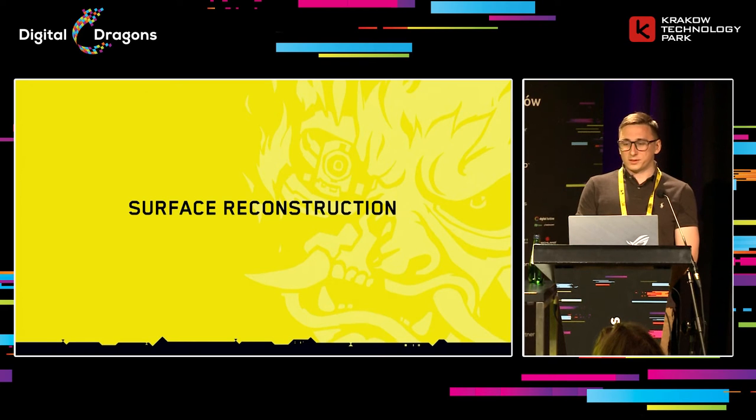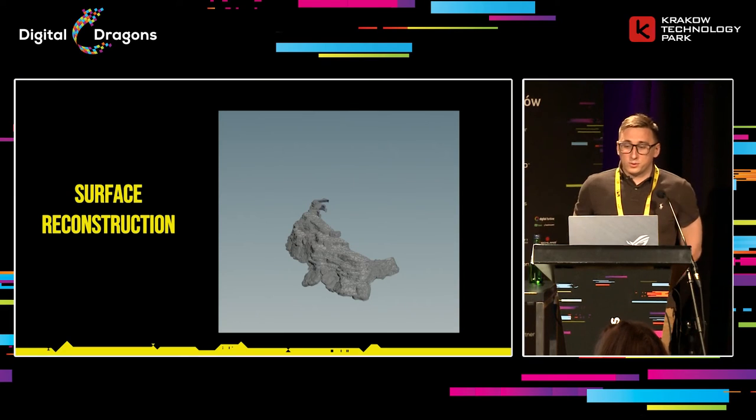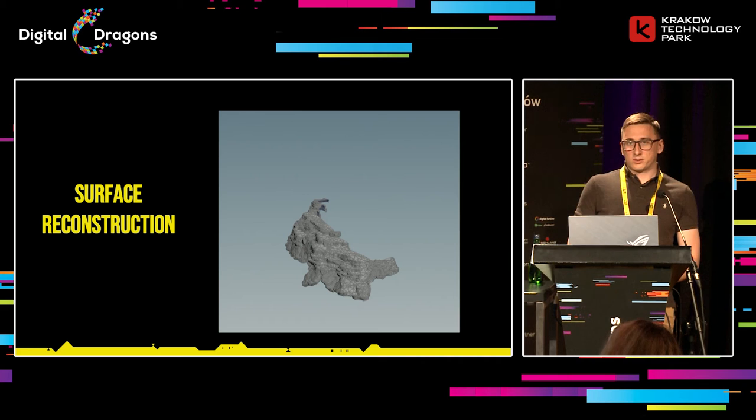And let's start with the first of those algorithms. We named it surface reconstruction. We're starting with high poly geometry. That's just the geometry of a whole prefab that we need HLOD for.